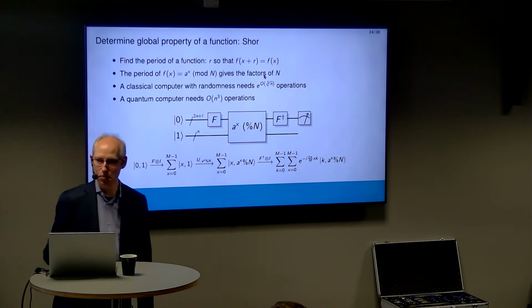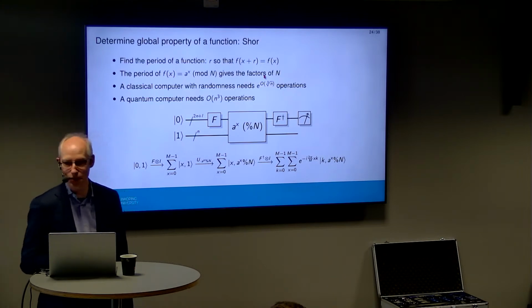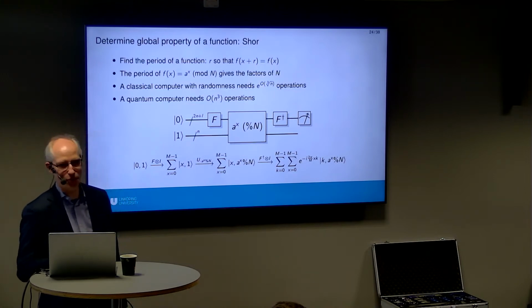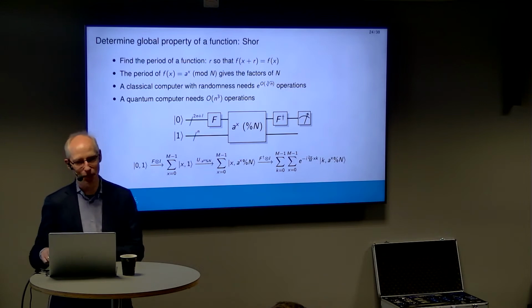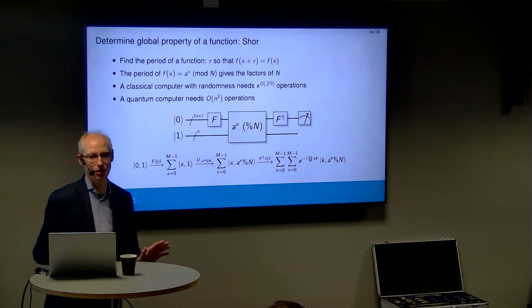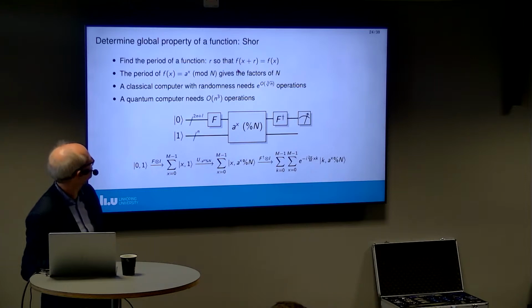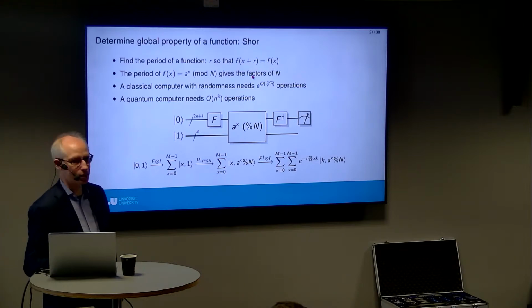And I could explain to you how that works. All you need is long division, but it will take 2 hours basically to go through all the math that you need, so we won't do that. I'll just say this period here is the number r, so that f of x plus r equals f of x. That can be used to factorize n.